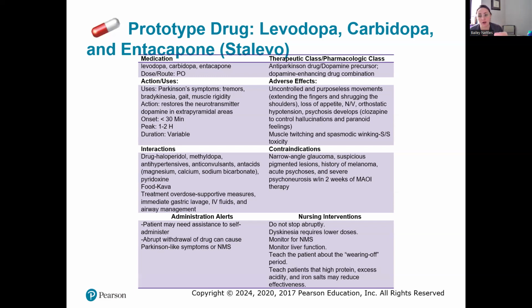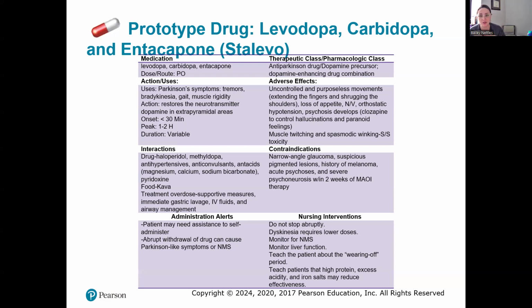Abrupt withdrawal can cause worsening Parkinson's symptoms. Okay, so if I took this and then stopped it, I could have worsening tremors, worsening muscle rigidity, and things like that. You could even have NMS, neuroleptic malignant syndrome. Okay, so don't stop it abruptly. Dyskinesia requires a low dose.